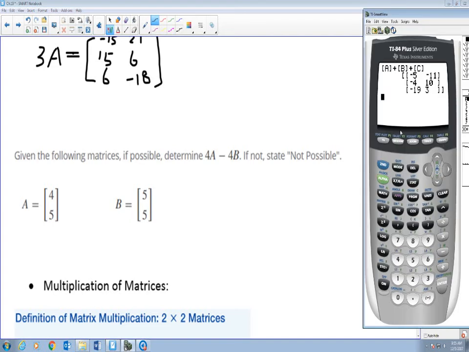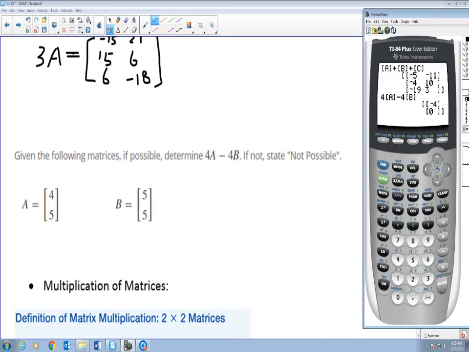So this is a 2 row by 1 column. I'm going to go to the matrix menu and put this in the calculator, 2 row by 1 column. That will be 4, 5. Get out, go back in, edit, go to B, 2 by 1, 5 and 5. Okay, get out. Now I'm going to do 4 times my matrix A minus 4 times my matrix B.